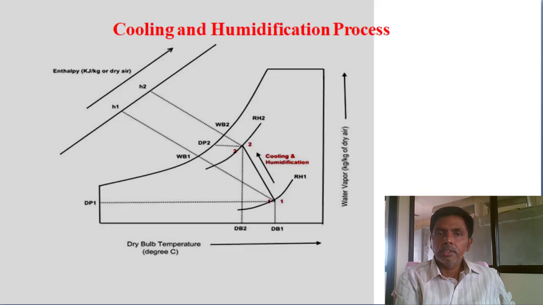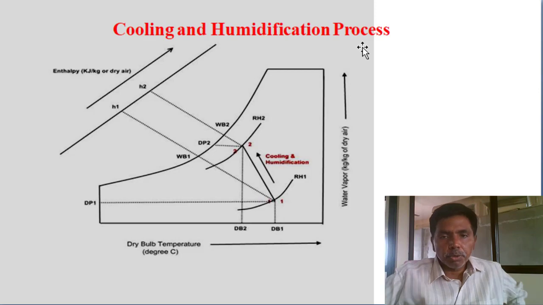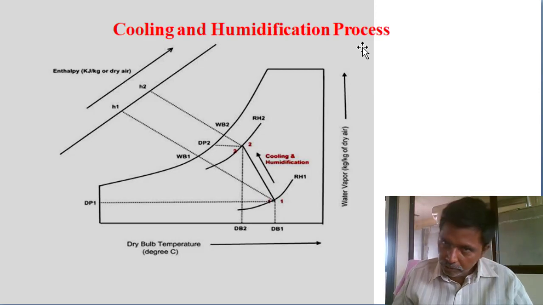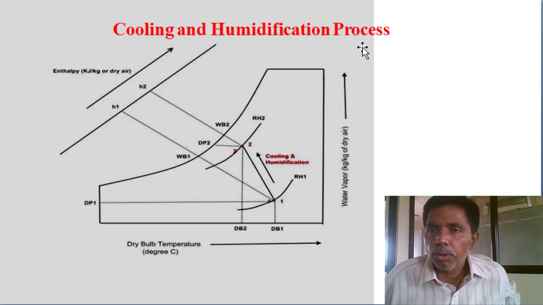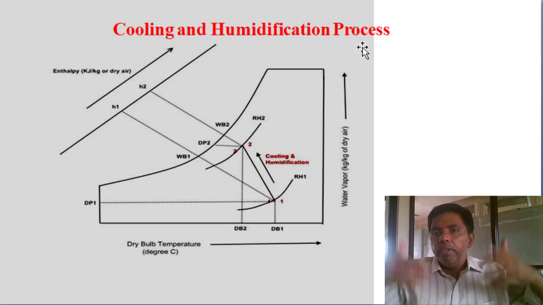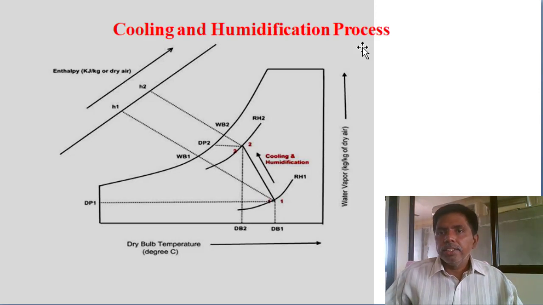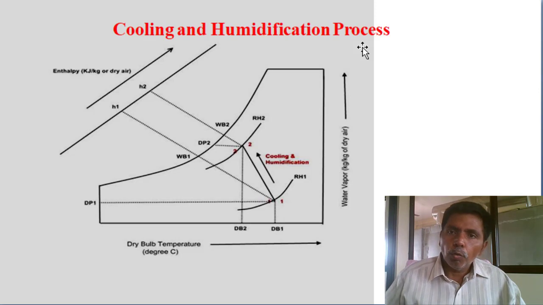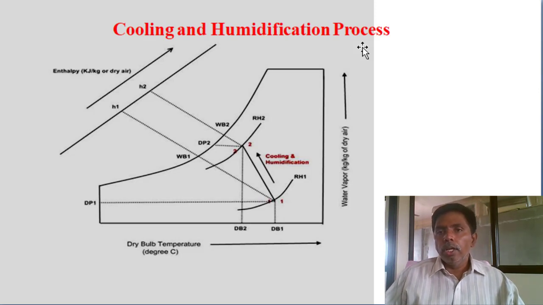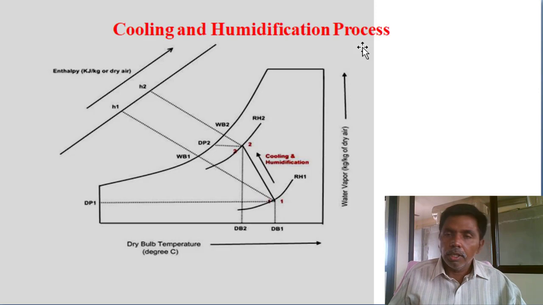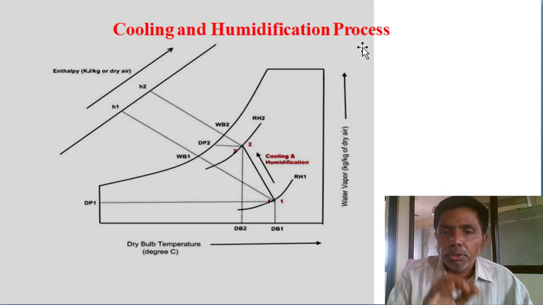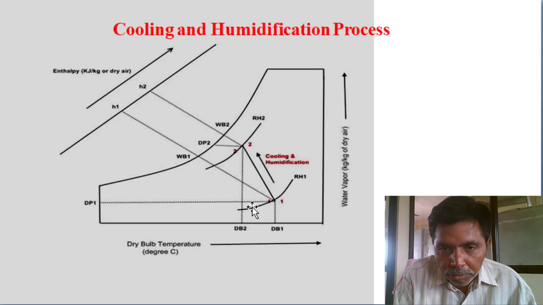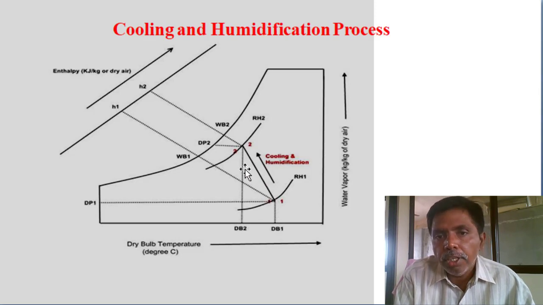Next one, cooling and humidification process. I want to cool the air and humidify the air. Just like our coolers, domestic desert coolers. What are we doing? We arrange a wick and continuously pour cold water. Automatically the air flowing through the wick absorbs the moisture. One is humidification taking place, and the second is the cool air. That's why the temperature is also reducing. Reduction of temperature and increasing of moisture.